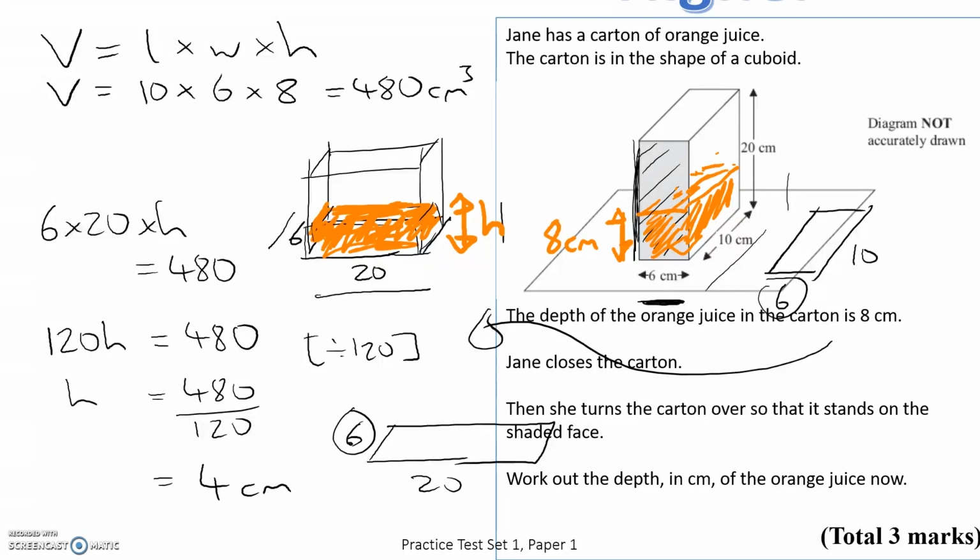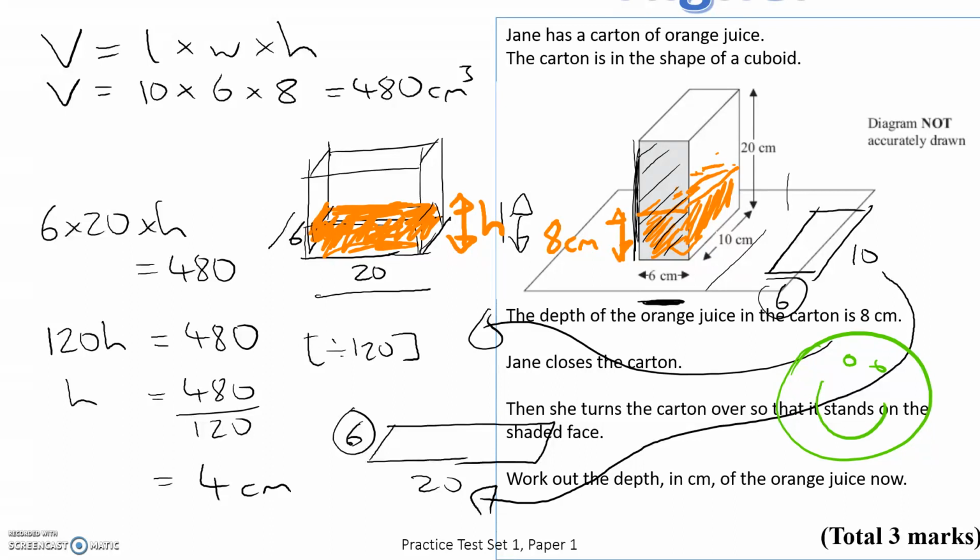But they just said, well, the 6 is the same in each one. So really, this dimension, this 10, has doubled. This 10's turned to a 20. So if the base is twice as wide, the area is twice as big, they reasoned that the depth here, the height, must be half what it was before. It was 8 before, and they reasoned that it now must be 4 centimetres, which was a very clever way of thinking it through. If that was you, yay, well done. Brilliant. Either way, 4 centimetres, I've called it the height here, but 4 centimetres is the depth of the orange juice.